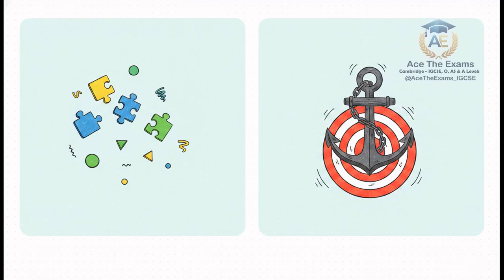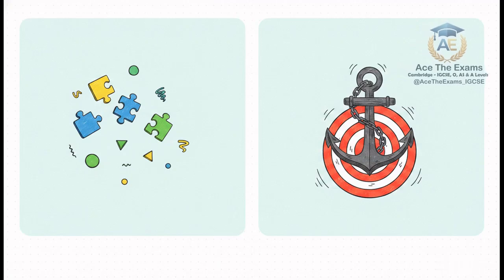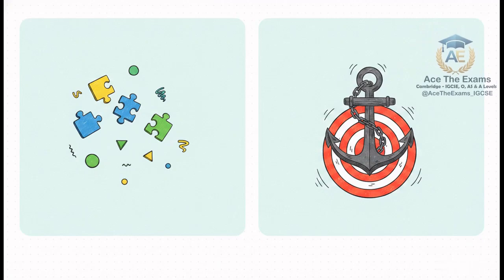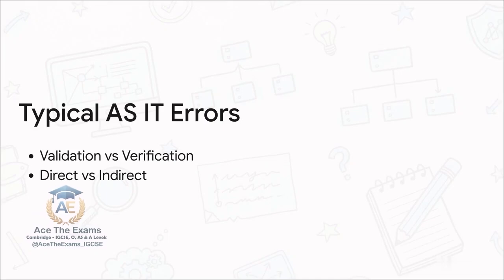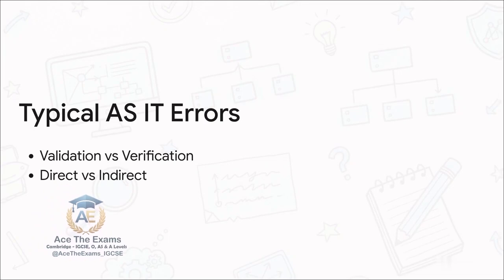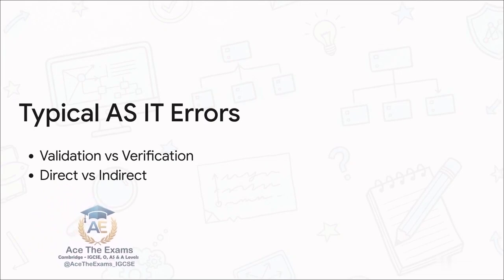If your revision doesn't answer what problem does this solve and which stage of processing is happening here, then your study method is fundamentally misaligned with the actual exam. So the real danger is confusing nearby concepts. Think about validation versus verification, or direct versus indirect data, custom versus off-the-shelf software, or authentication versus encryption. These are classic AS-level IT errors, and this is exactly where dense notes without comparative thinking will completely fail you.